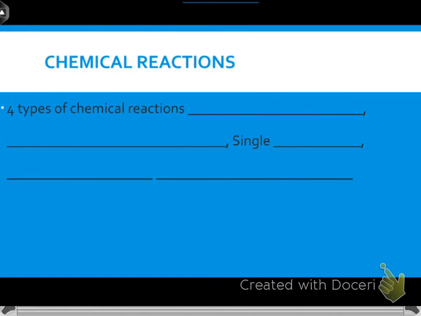Alright, when those things happen, when it gains or loses or shares, that's the result of a chemical reaction. And there's 4 types of chemical reactions. There's synthesis, decomposition, single displacement, and double displacement.